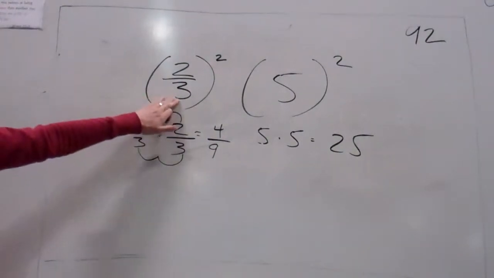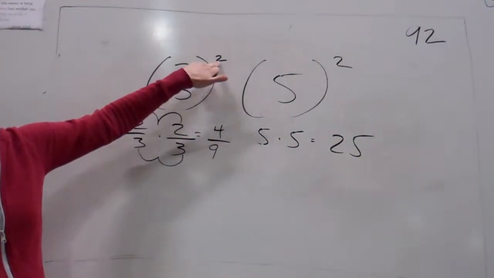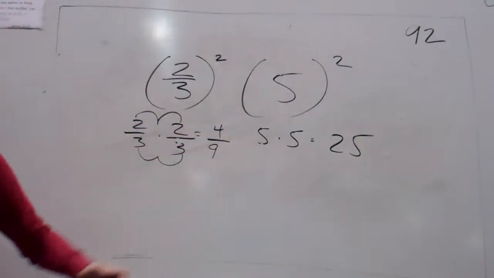You're just taking that number and multiplying it that many times. I know it's a fraction, so it's a different type of number, okay? So 2/3 times 2/3 equals 4/9.